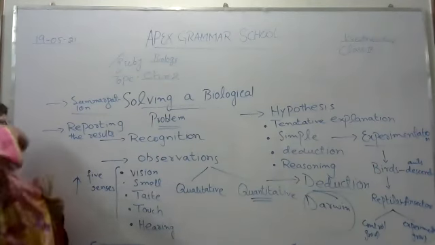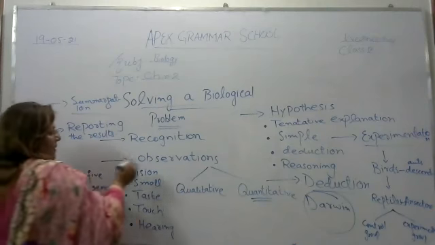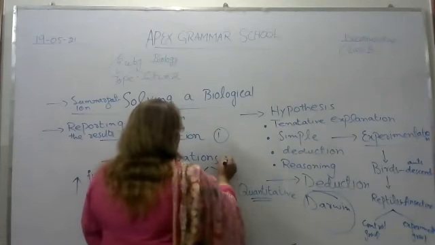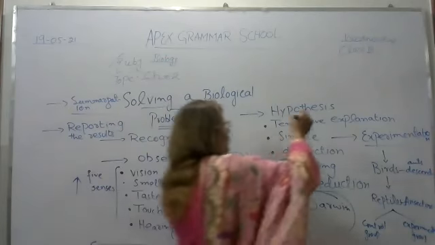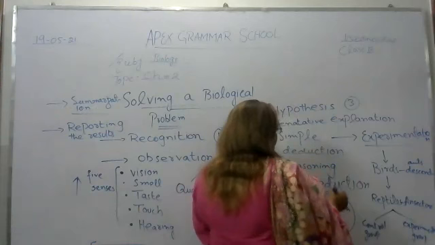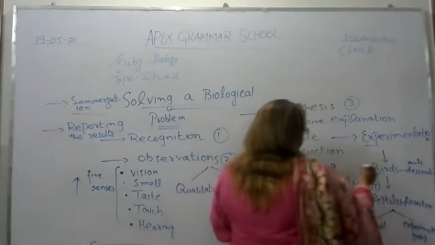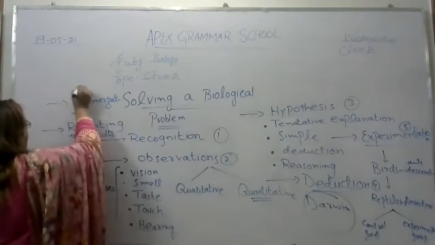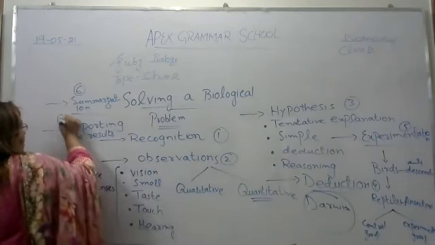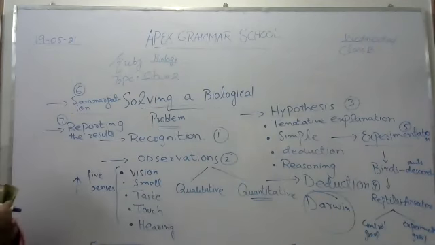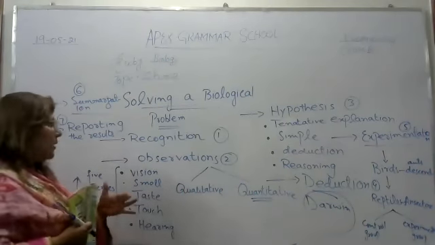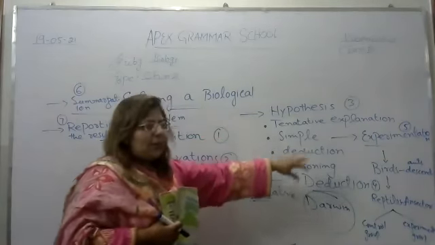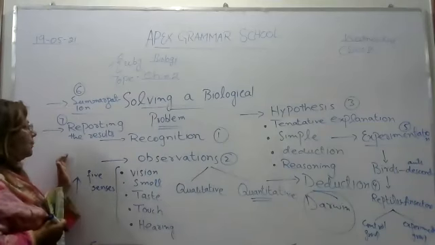So the biological method consists of some parts. First step is called recognition. Okay, you have to learn in order. Second is called observations. Third is called hypothesis. Fourth is called deduction. Fifth is called experimentation. Sixth is called summarization. And seventh is called reporting the results. So the biological method consists of 7 steps: recognition, observations, hypothesis, deduction, experimentation, summarization, and reporting the results.